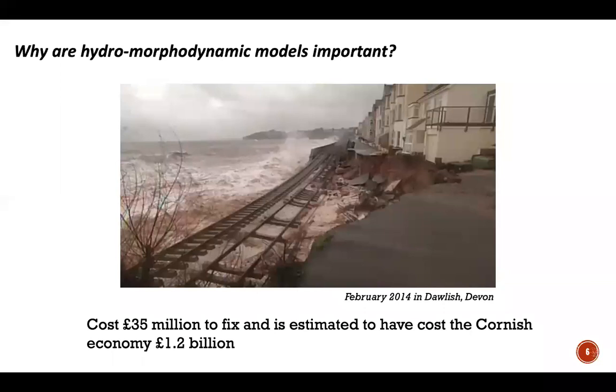this is the only train line that links that part of the southwest of the UK with the rest of the United Kingdom. And so not being connected to the rest of the UK cost the Cornish economy £1.2 billion. So there are also huge financial impacts other than the more obvious ones.